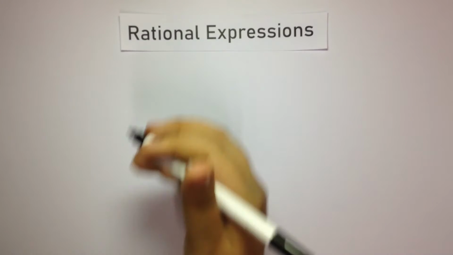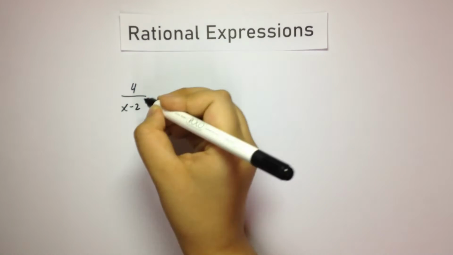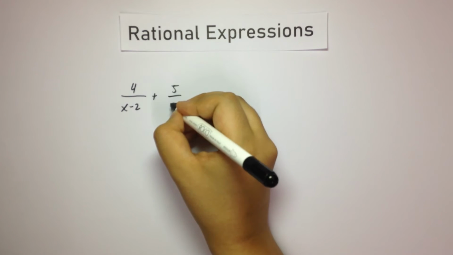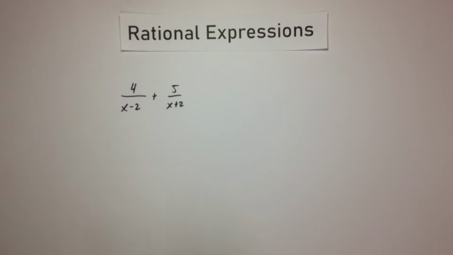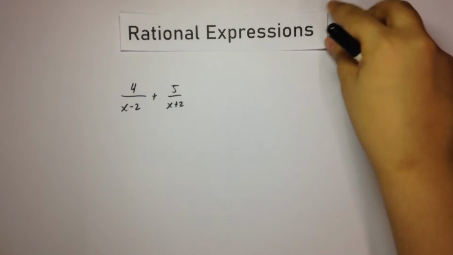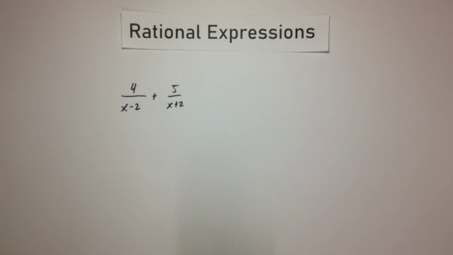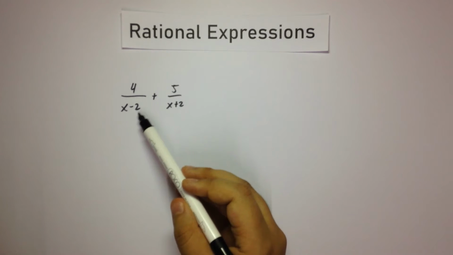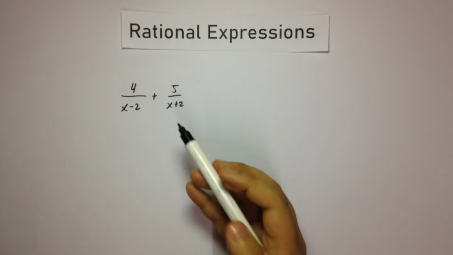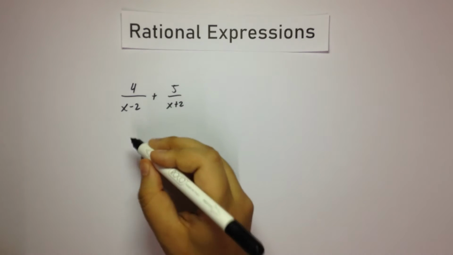Now let's move on to simplifying rational expressions when there's addition, subtraction, multiplication, and division. Let's have 4 over (x minus 2) plus 5 over (x plus 2). In simplifying rational expressions with addition or subtraction, they must first have a common denominator, and if they don't have a common denominator, we must find one first. We can see over here that for (x minus 2) and (x plus 2), to find the common denominator, we must multiply them by each other.